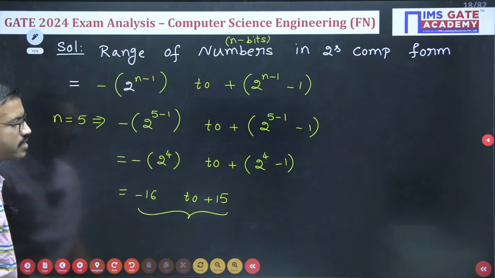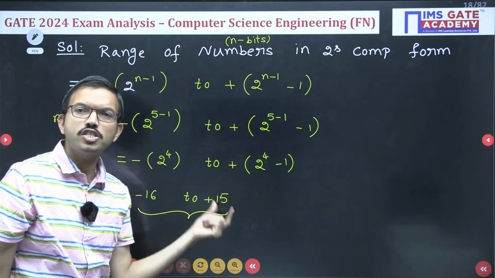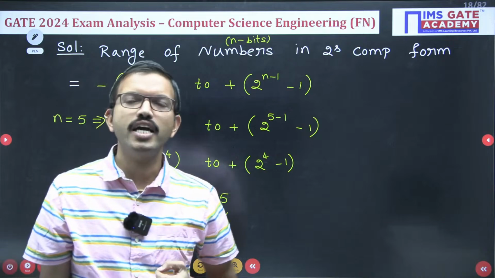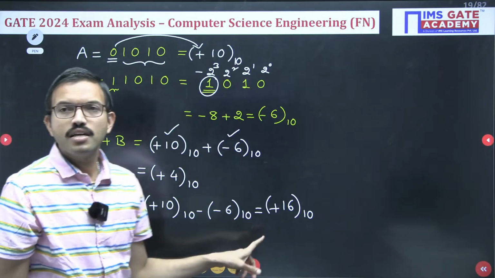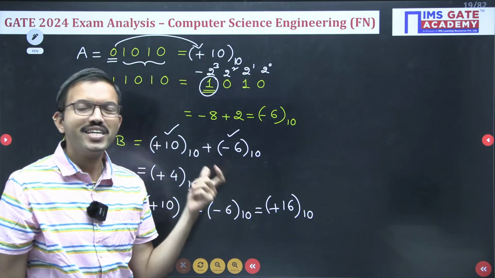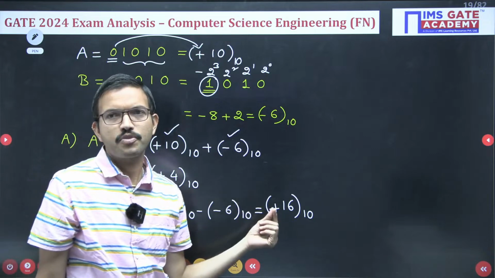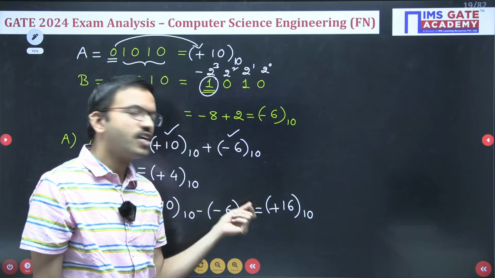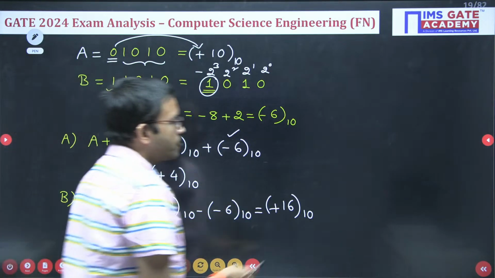If you observe, with the help of 5 bits we can represent the positive maximum value as plus 15, but we cannot represent plus 16 with 5 bits, right? So in this case we can say that overflow occurs. If you consider only 5 bits, you cannot represent the resultant answer. To represent the valid answer, we have to consider one more bit, the 6th bit. So in this case overflow occurs.